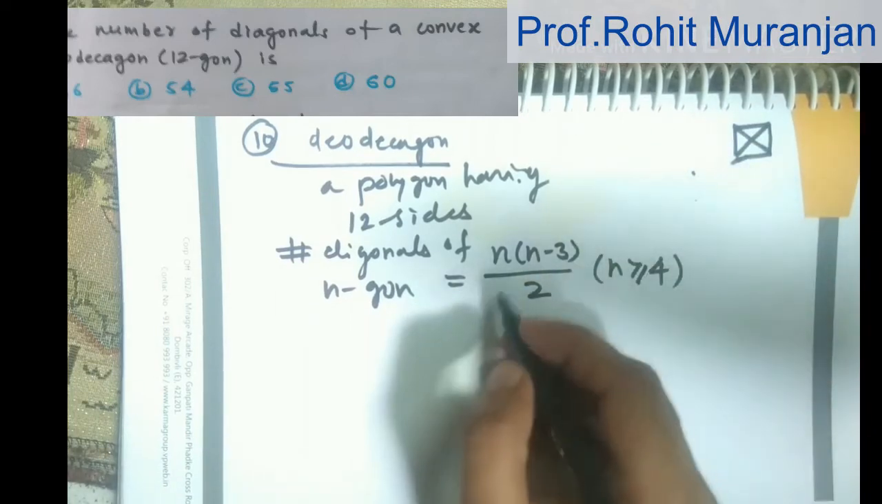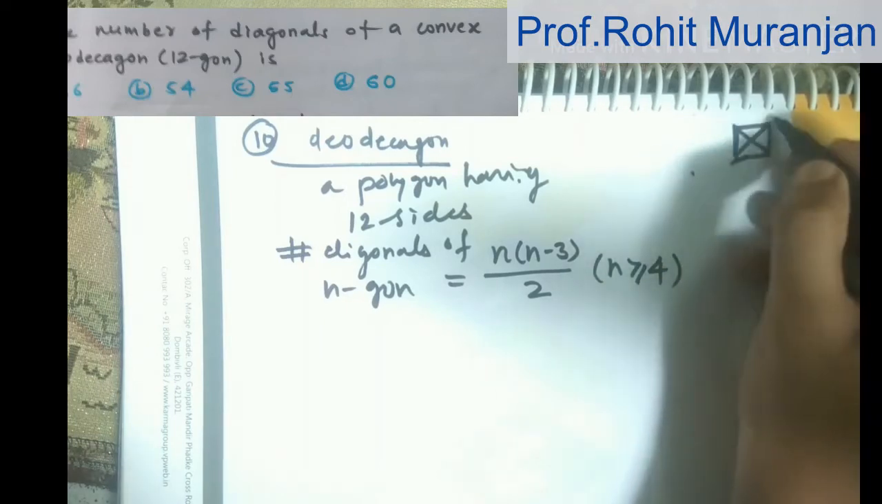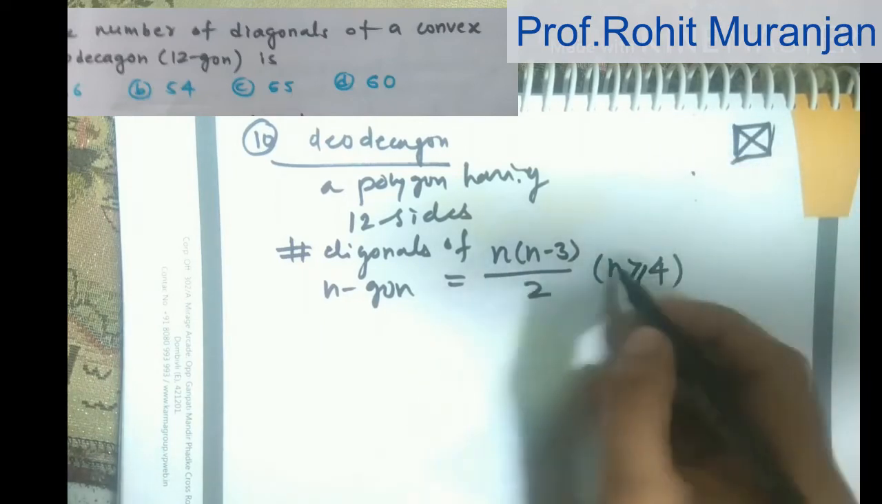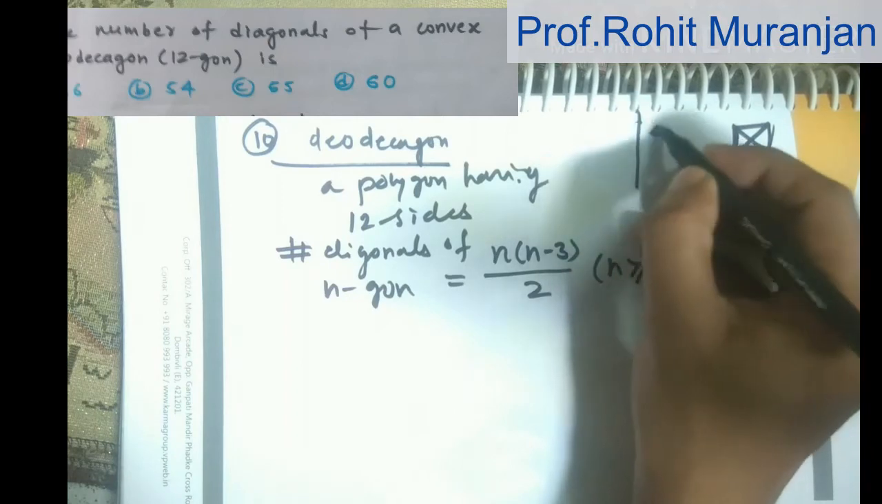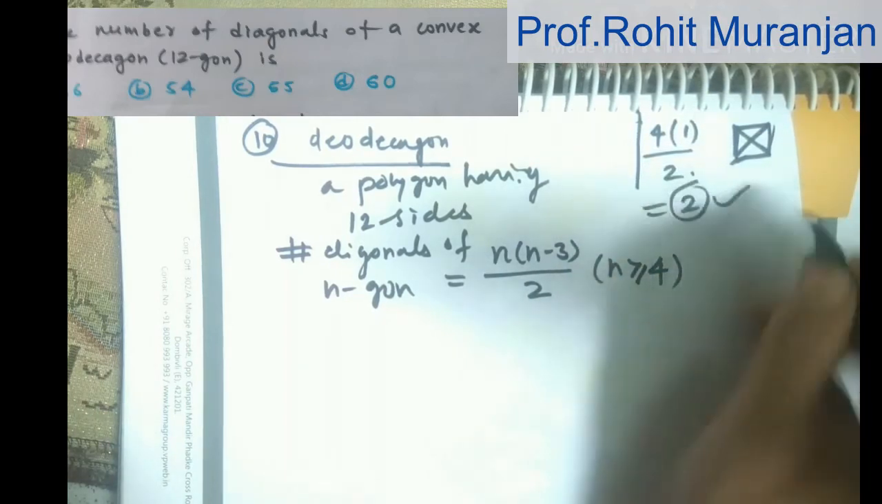Let's try to verify this formula for n equals 4. So n equals 4 means what? This polygon has 4 sides. If I substitute n equals 4 here, I am going to get 4 times (4 minus 3), 1, upon 2 means what? So there are 2 diagonals.